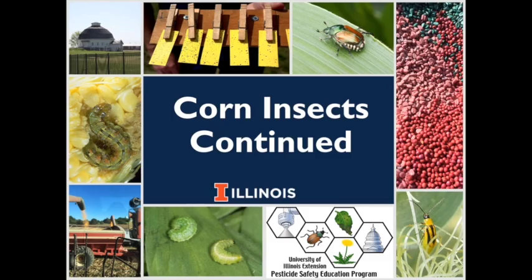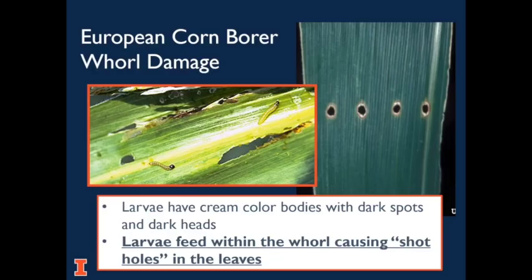In this video, we'll continue talking about corn insects. The next insect is European corn borer. Corn borer larvae have cream-colored bodies with dark spots on each segment and dark heads. There are 2 generations per year.